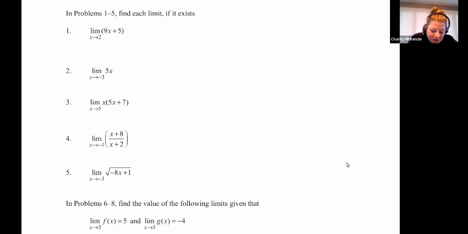What we're really going to do is take the 2 and put it in for the x. And if we don't get a 0 over 0 or a 0 in the denominator or something like that, we can actually just find where that function is at that value. That means the left side's going there, the right side's going there. We know it's there. It's a line, so it has to be going to that value. So 9 times 2 is 18. 18 plus 5 is 23.